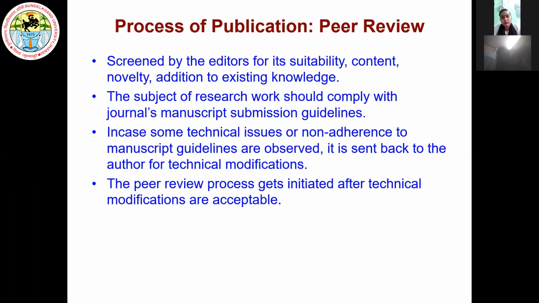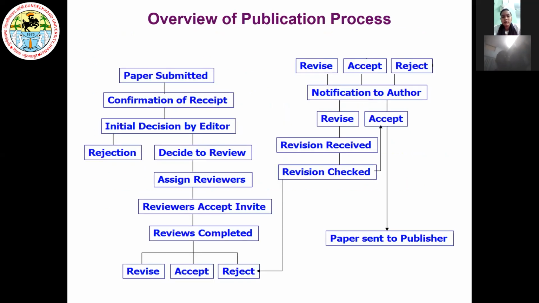Otherwise, in case they find some technical issues or non-adherence to the manuscript guidelines, they send it back to the author for technical modification. And once you rectify that, you submit it again and it goes for peer review. Based on the comments, it can be accepted, rejected, or modified, whatever it is. Okay. So this is an overview of the publication process: once you submit, these are the steps.